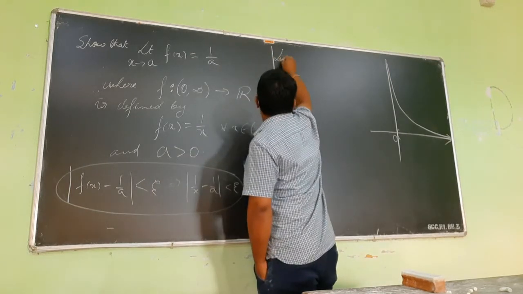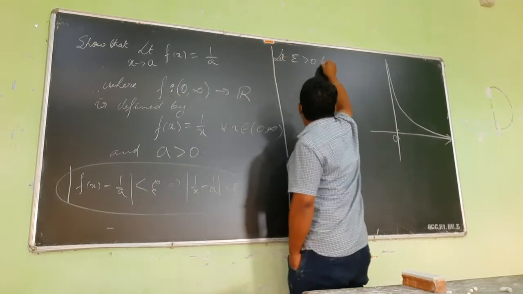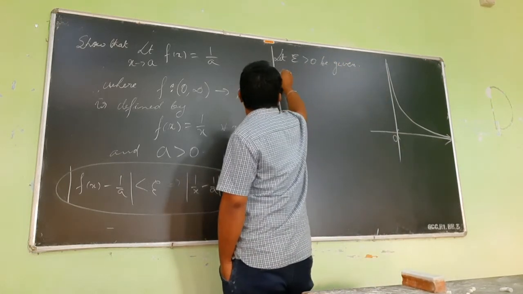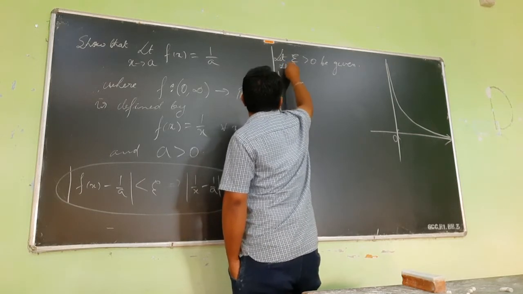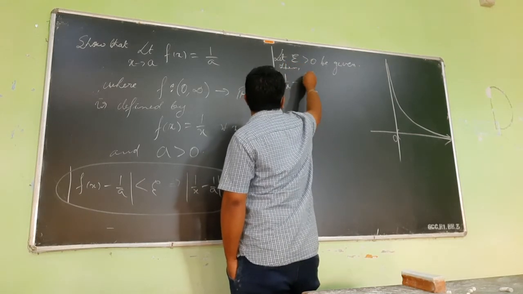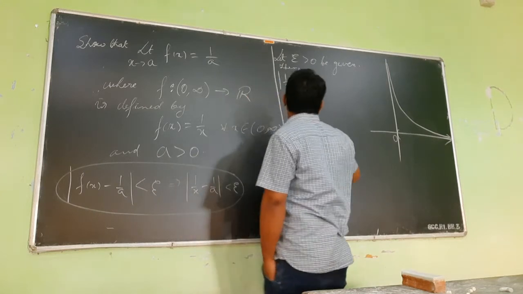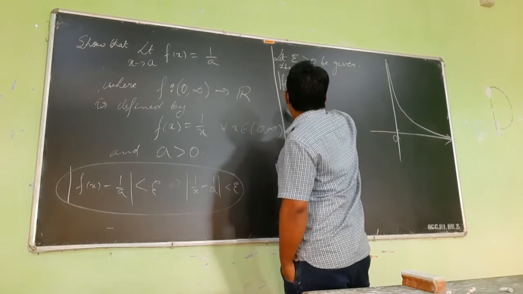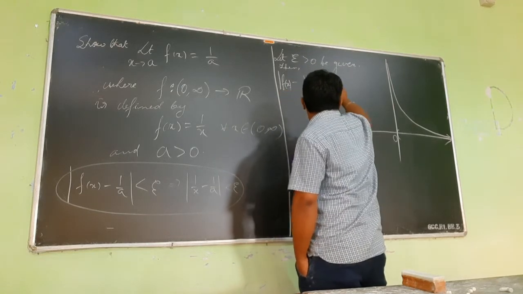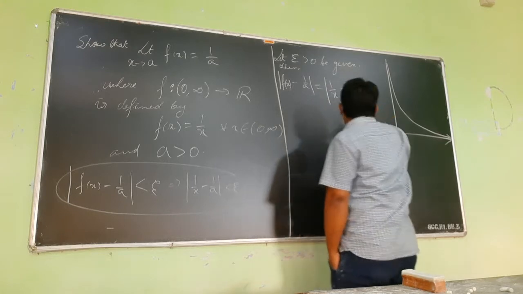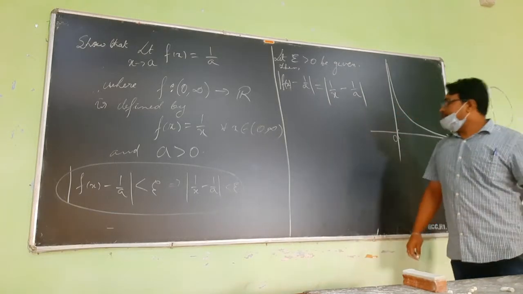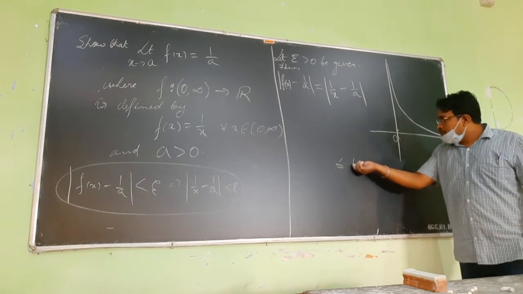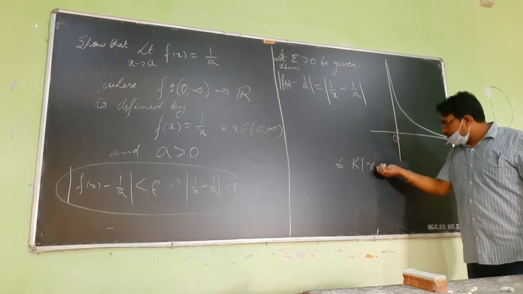So you start with this: let epsilon greater than 0 be given. Then we have mod of 1 by x minus 1 by a is equal to what? Let me write it this way: mod of f x minus 1 by a. So this is same as mod of 1 by x minus 1 by a. So what is our intention? Intention is I have to write this is less than or equal to some k multiplied with mod of x minus a.